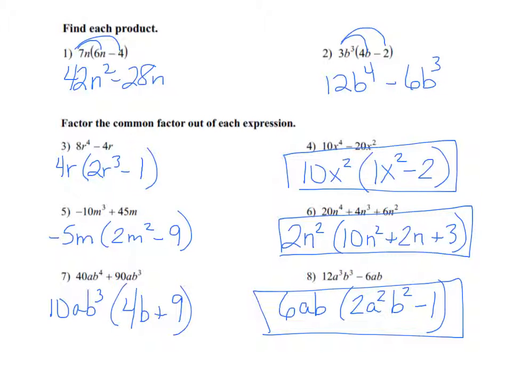All right, so that's the first type of factoring that we're going to have, is just pulling out the greatest common factor. And you really always want to start with that, because sometimes you can go further, but you always want to start with your common factor.